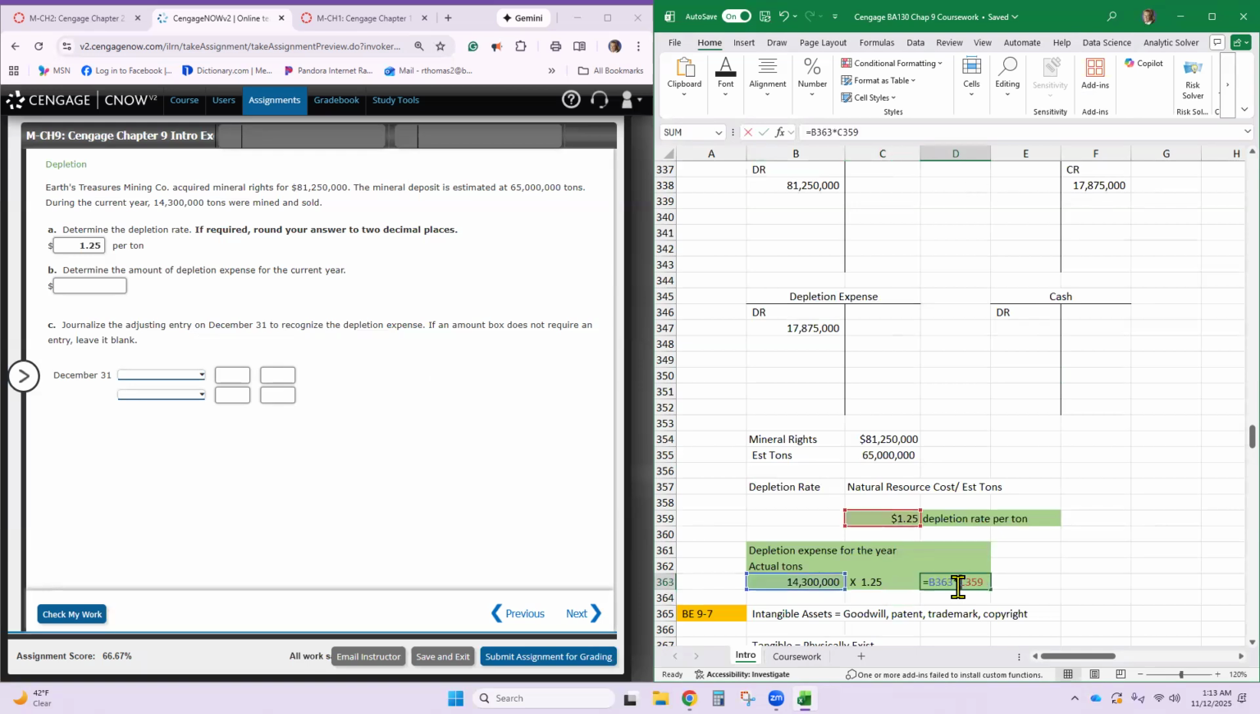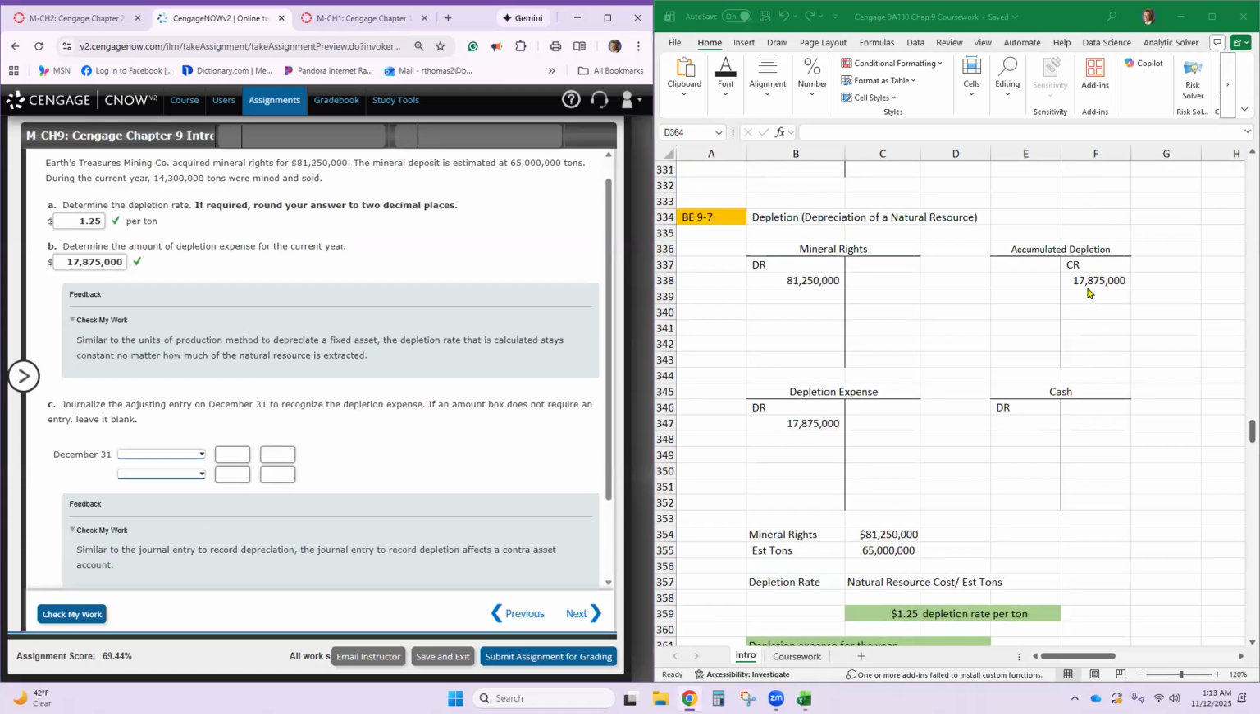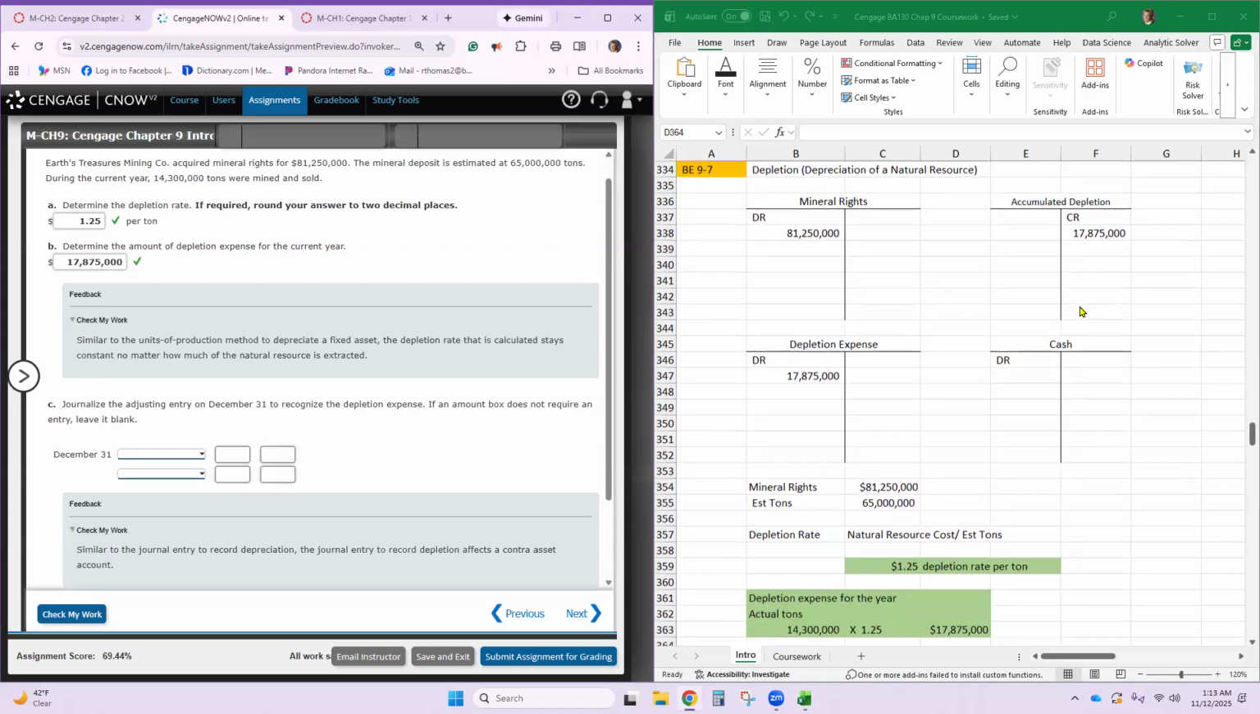That is 125. So it looks to me like the depletion for the current year is 17,875,000. Okay, and journalize the adjusting entry to recognize the depletion expense. The depletion is going to be that much.